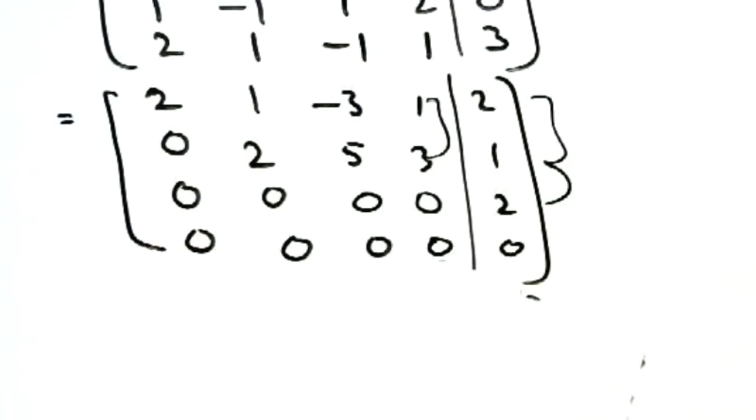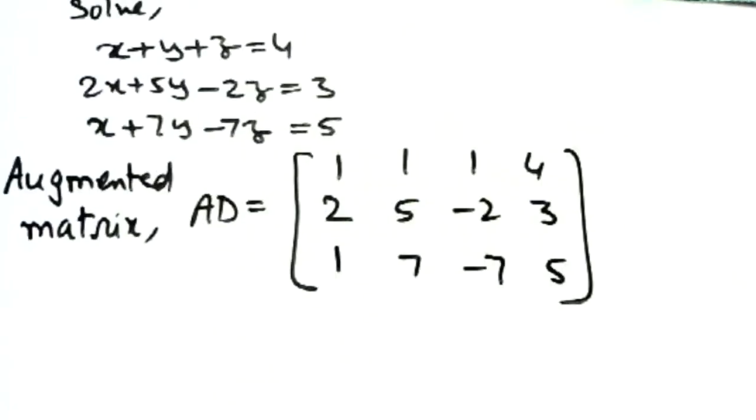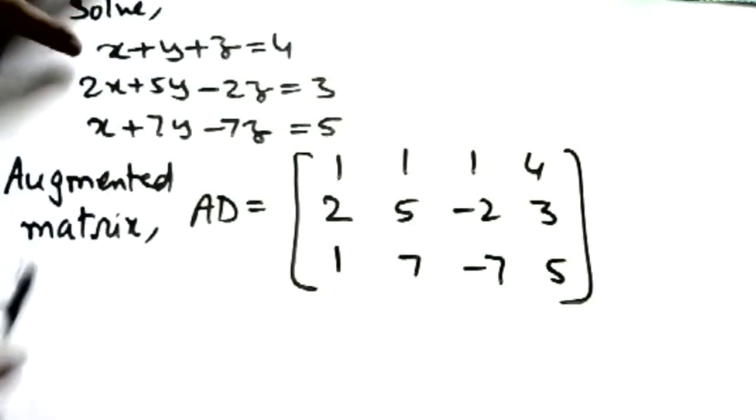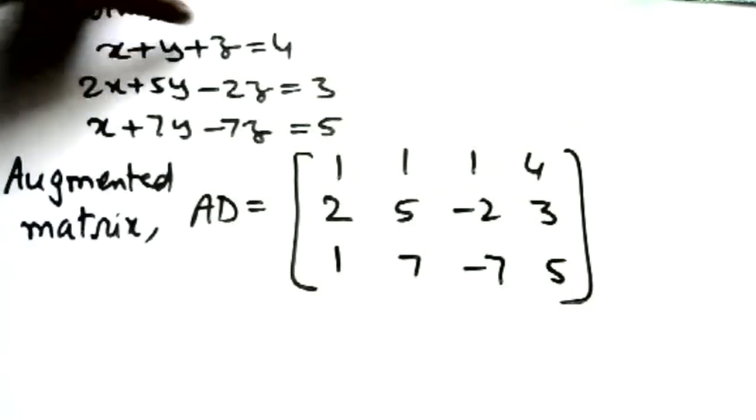So just revise this, see this. Okay, this is the main concept. You remember this. Let me do one question based on this concept. Now see, one example is written on the board. Solve. Okay, let me write the coefficient augmented matrix.